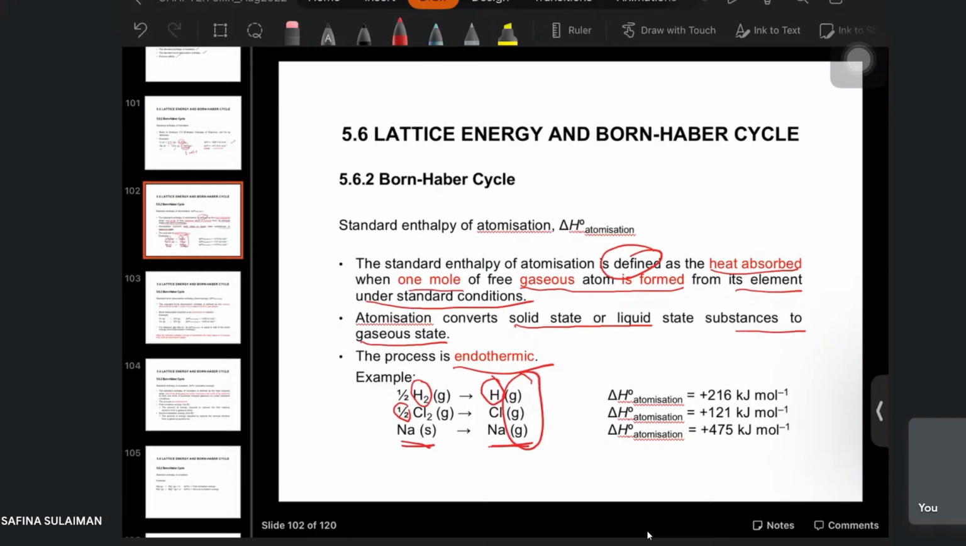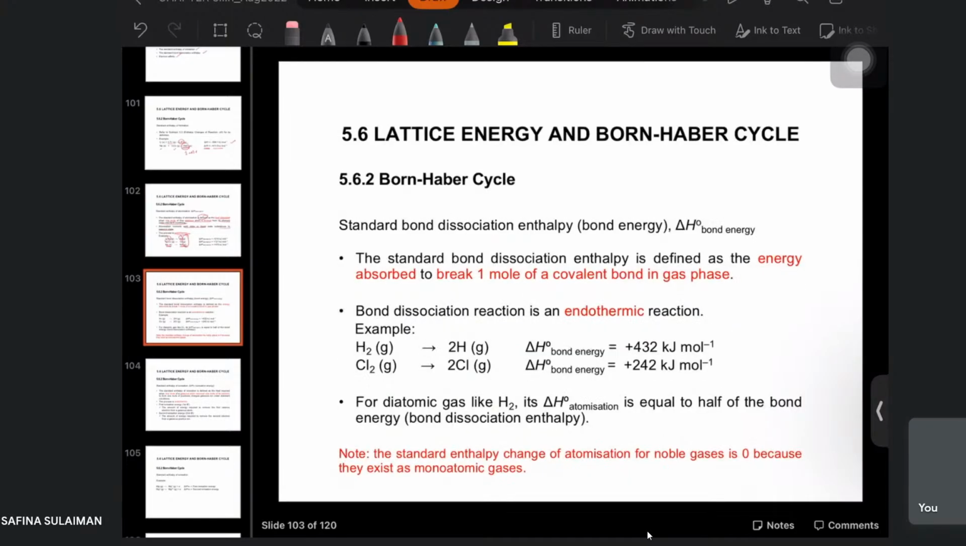Okay, so there are two cases: either from diatomic to monoatomic, for example half H2 to H, half Cl2 to Cl, and another example, half N2 to N and so on, or from solid or liquid to the gaseous state.